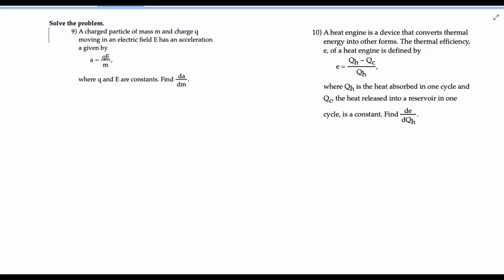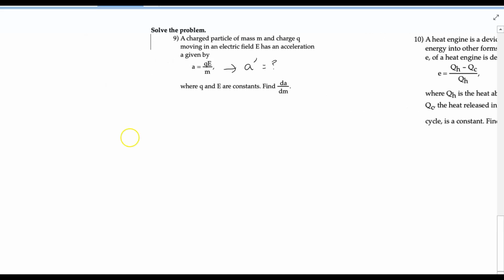So looking at the first one, number 9, it says a charged particle of mass m and charge q moving in an electric field E has an acceleration a given by a equals qE divided by m, where q and E are constants. That means our variable is m, so that's why they want us to find dA/dm. What they're asking us to find here is what is a prime in terms of m. Well, that's not too difficult.